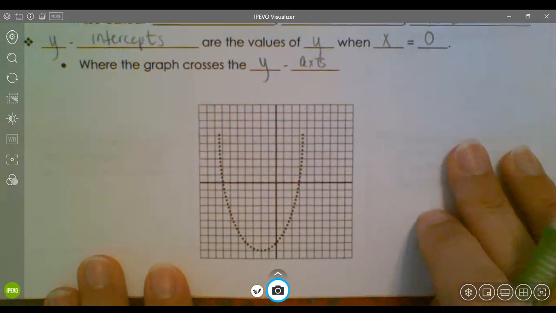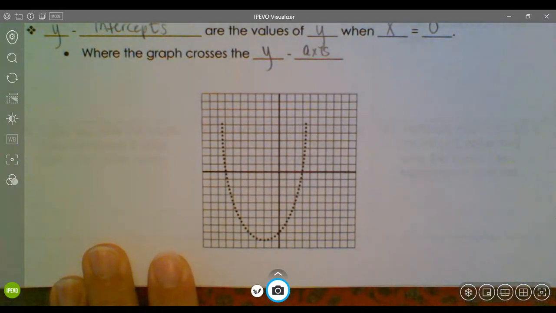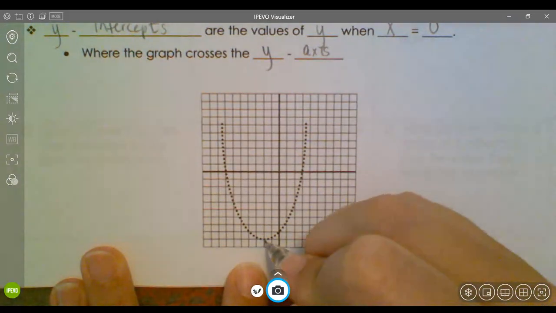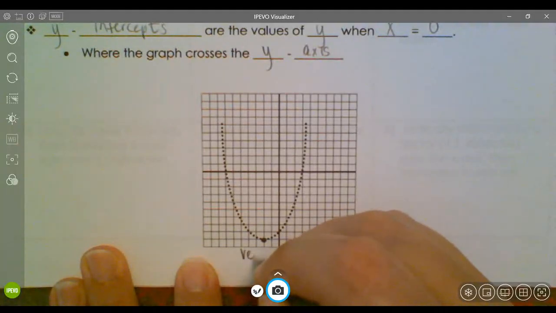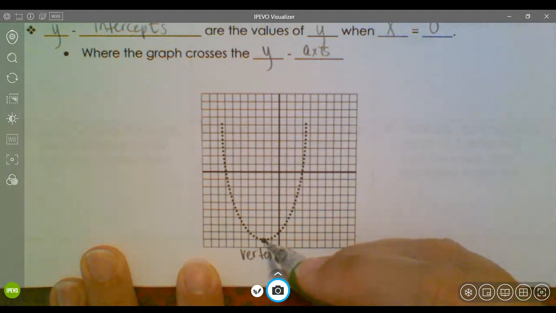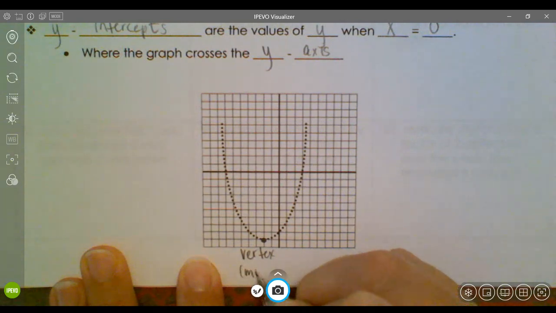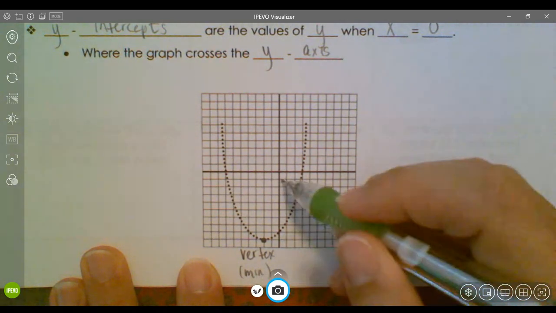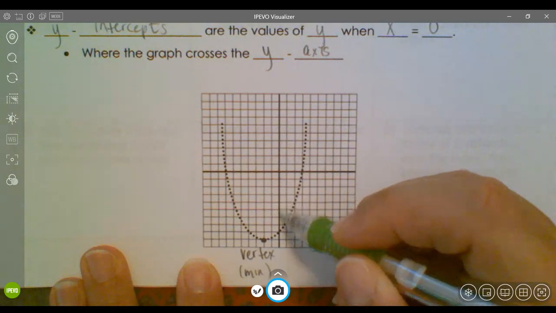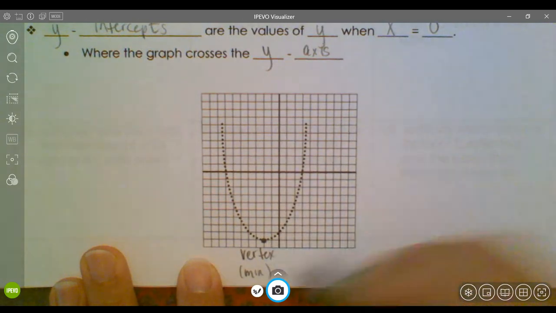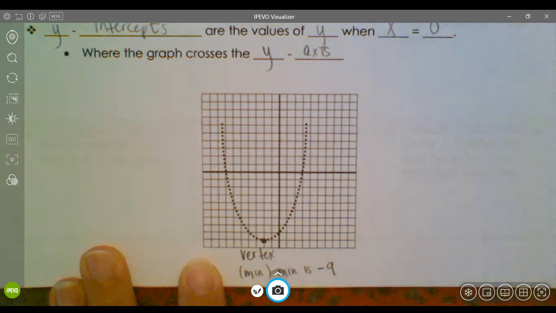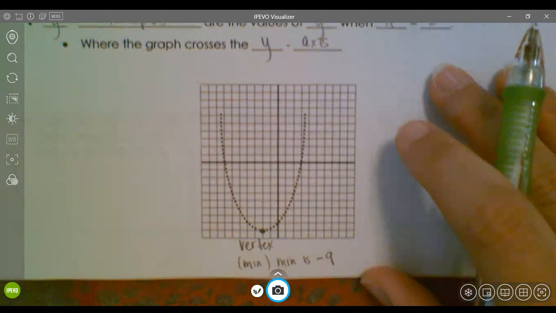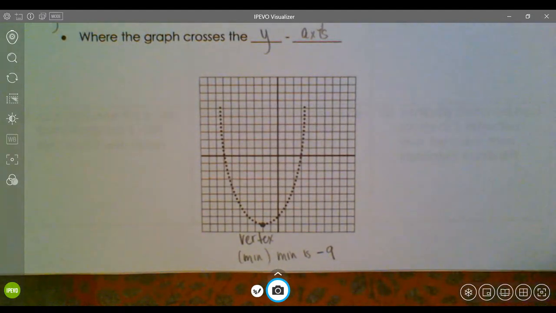Now I want you to see them in a graph. So let's start at the lowest point. The lowest point is here. This is my vertex. And in this case, it's a min. And by the way, 1, 2, 3, 4, 5, 6, 7, 8, 9. The min for this is −9. Okay, when we talk about the min or the max, we're talking about the y coordinate.